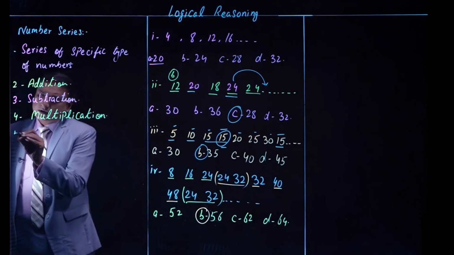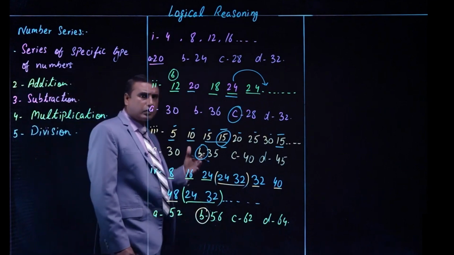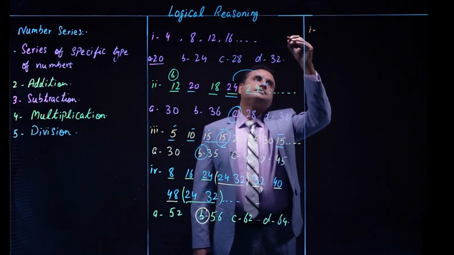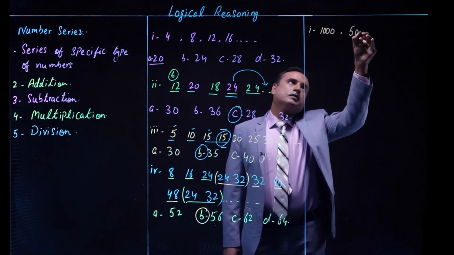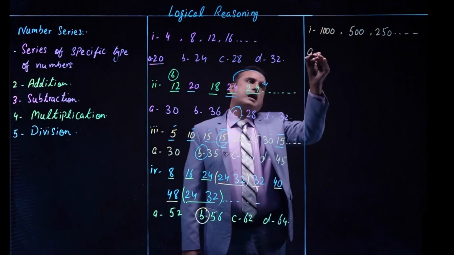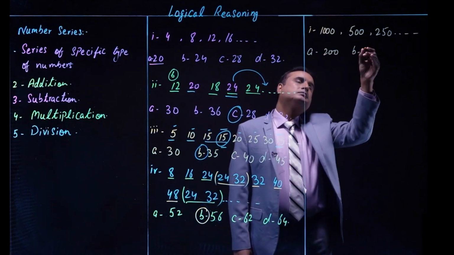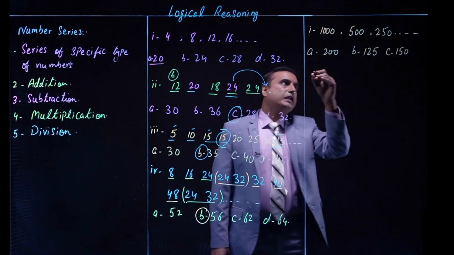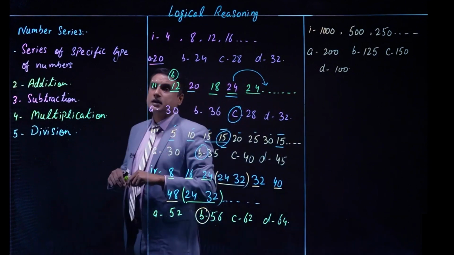The next thing will be about division, or I should say division can also be used to create a series. Now how will it work? I say 1000, 500, 250, and I have the options: alpha 200, beta 1 to 5, Charlie 150, and delta is 100.